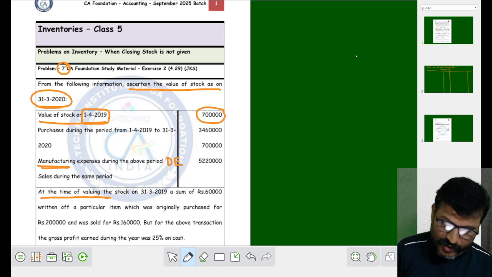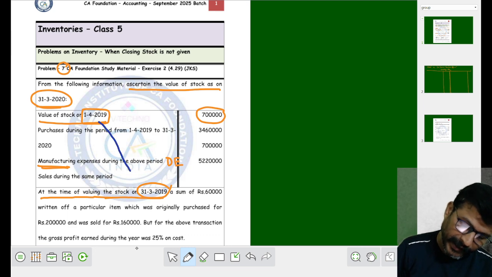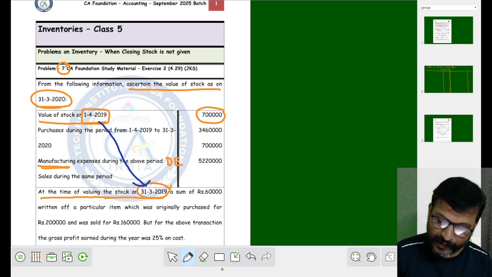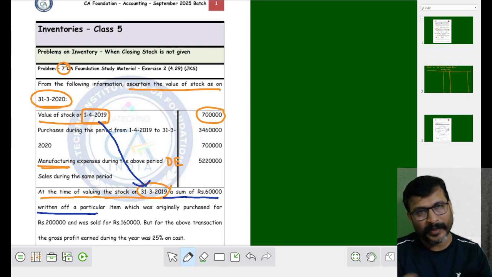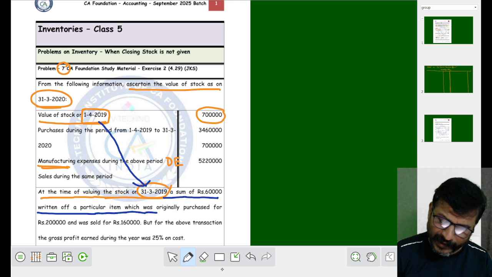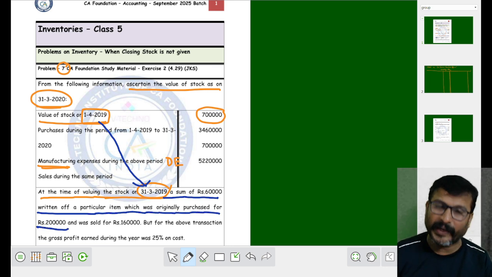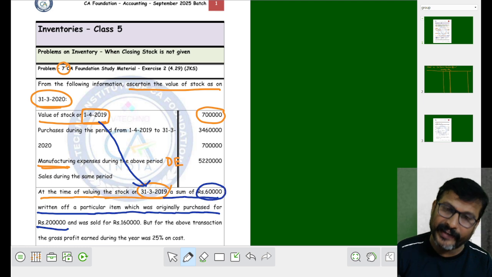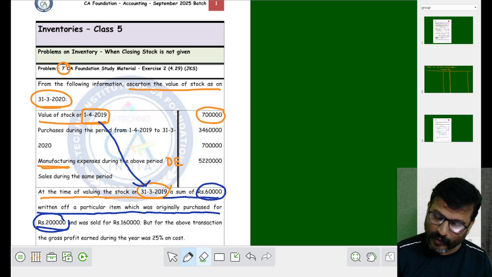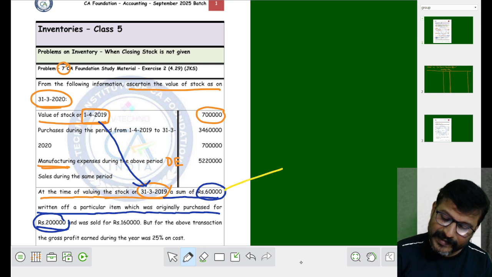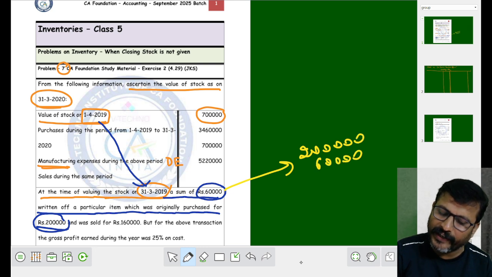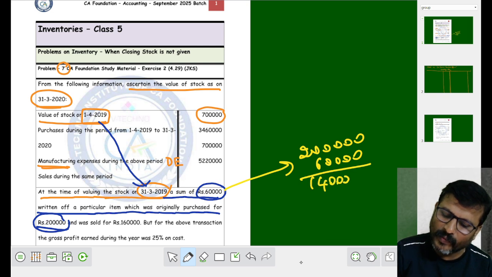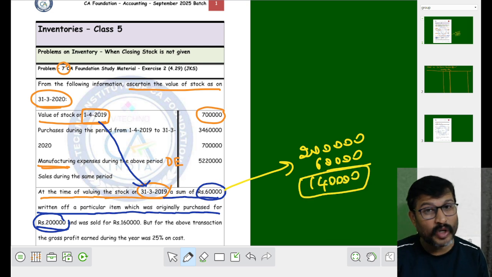time of valuing the stock on March 2019, March 2019 is nothing but, my dear student, April 2019. What happened? A sum of rupees 60,000 was written off. Same similar problem that we solved in the previous two. Particular item which was originally purchased for 2 lakh. See, 60,000 already written off, but you have purchased for how much? 2 lakh rupees. Then how much balance is left? Out of 2 lakh, 60,000 was already written off. Then what is the balance? 1 lakh 40,000. This is not yet written off.